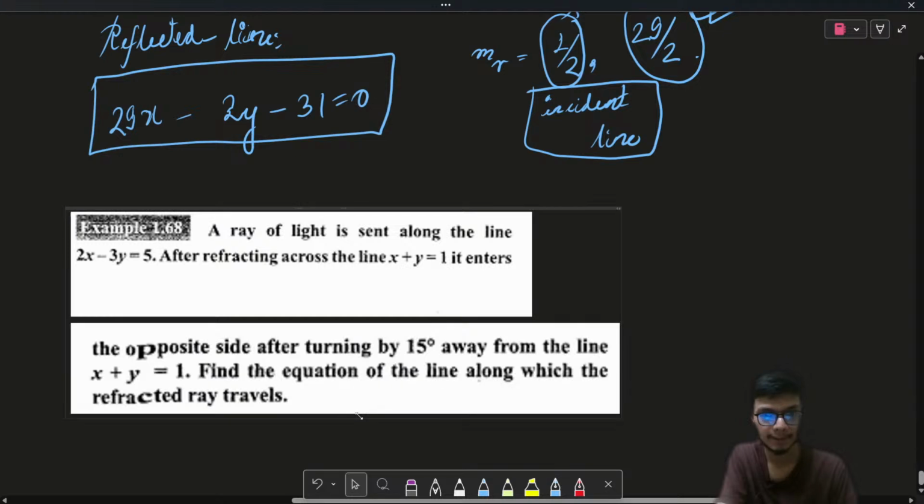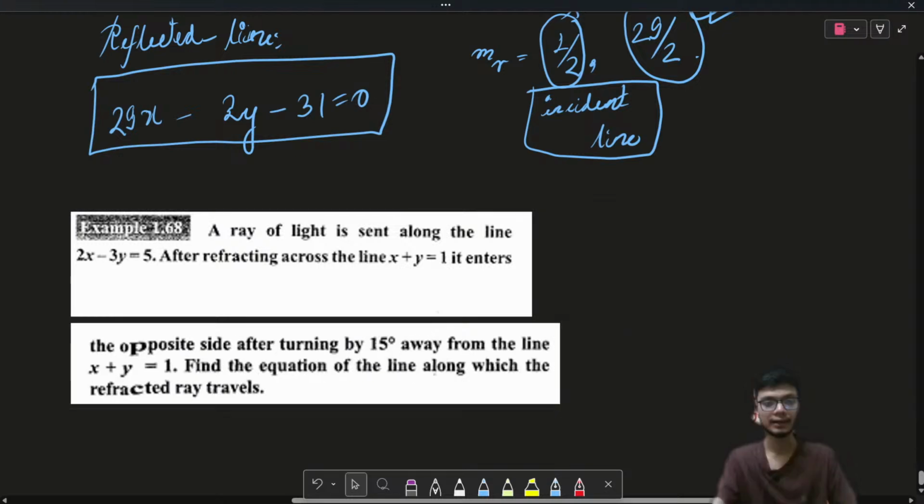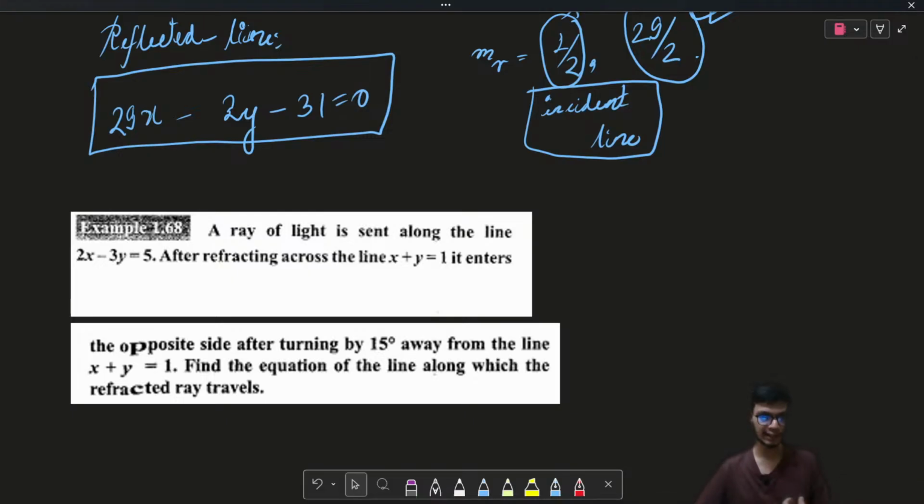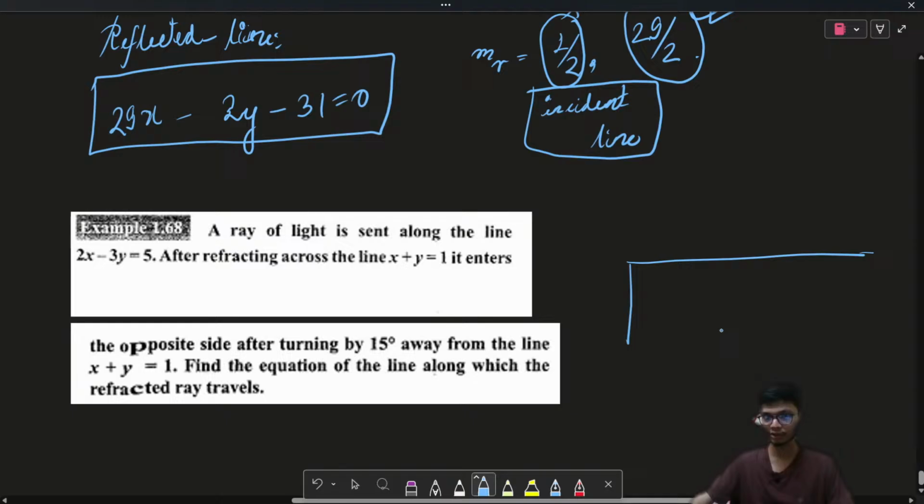Yeah, so it says that it enters the opposite side after turning by 15° away from the line x plus y equals 1. Find the equation of the line along which the reflected ray would travel. Okay, so what you understand in this question is that if I have a glass slab, let us say this is a question of refraction, right? This is a concept of refraction.